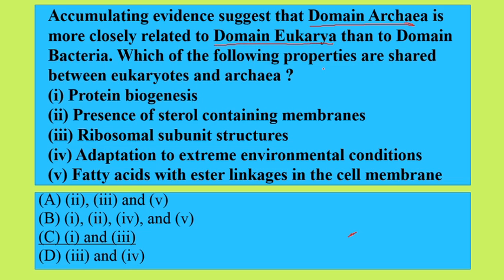Okay, which of the following properties are shared between eukaryotes and the archaea? So we have to tell which of the following properties are shared by both of them. Is it protein biogenesis, presence of sterol containing membranes, ribosomal subunit structures, adaptation to extreme environmental conditions, or fatty acid with ester linkages in the cell membrane? So they share the protein biogenesis property as well as ribosomal subunit structure. So the option C is the correct answer. Only these two properties are shared by the domain eukarya and the domain archaea.